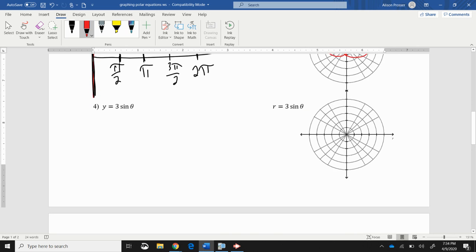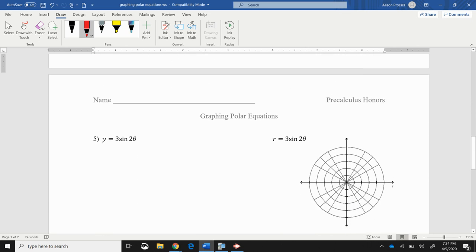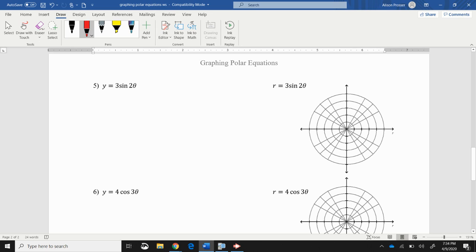I'm going to skip this 3 sine theta because that's another circle. Let's get to the roses. Okay, here's a rose. I know that because of this 2 theta business right here.